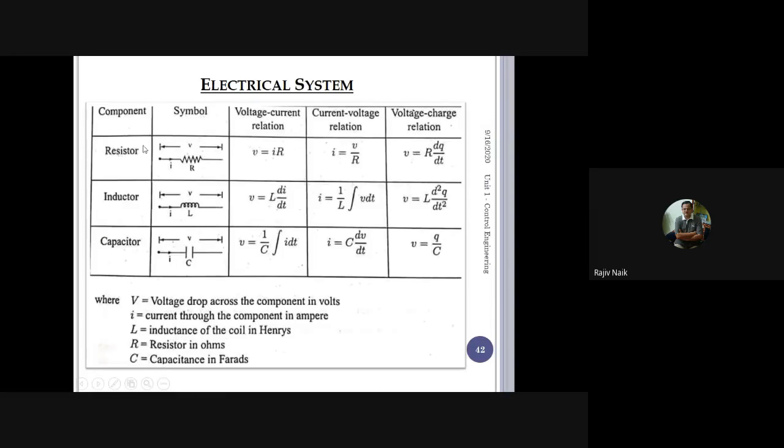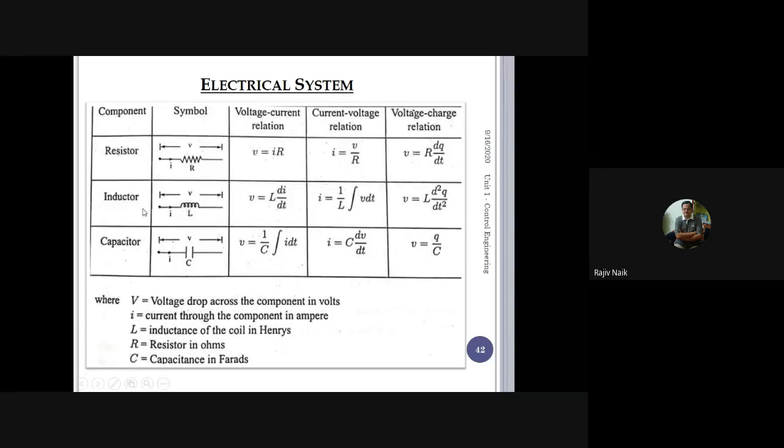So here you can see the gist of this. Basically, for the resistance R, the equation in terms of voltage is V equal to I into R, and in terms of current, I is equal to V upon R. In V equal to I into R, I can also be replaced by dq by dt. You can see here, I is dq by dt. So if you want it in terms of charge, this is the equation, and in terms of current, you have this equation.